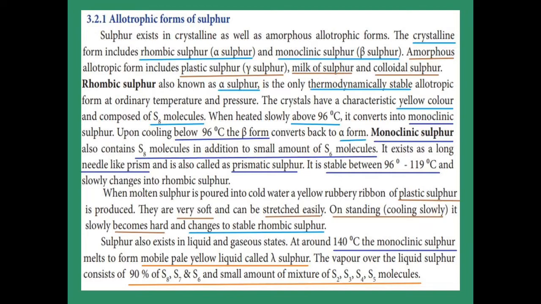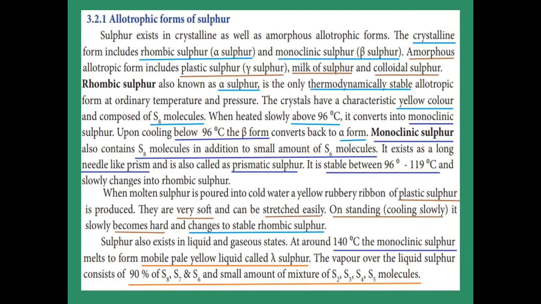The first one, crystalline form, there are two forms. One is rhombic sulfur, that is alpha sulfur. Another one is monoclinic sulfur, that is beta sulfur. Among these two, the rhombic is a very stable one. We will see later. And amorphous form, there are three types. One is plastic sulfur, that is gamma sulfur, milk of sulfur and colloidal sulfur.